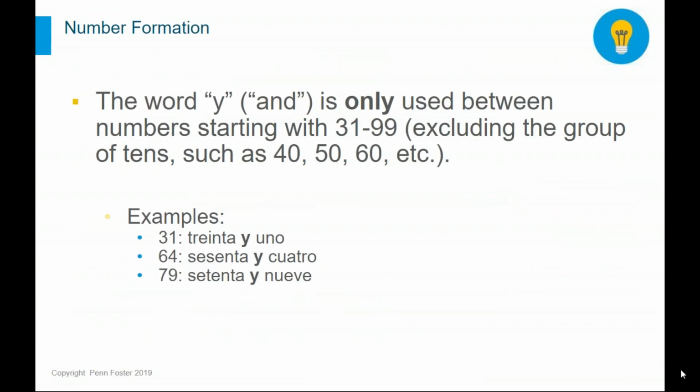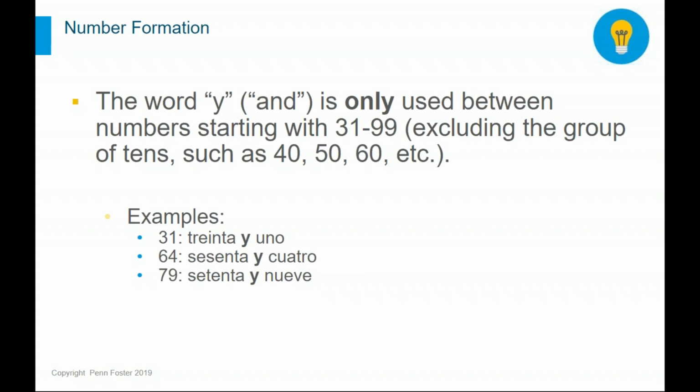All right, as we continue, we will have a brief discussion on Spanish numbers. And one key thing to keep in mind, a little bit different than in English, is that the word e, that letter y, which means and, is only used between numbers starting with 31 to 99. And that excludes the even group of tens, such as 40, 50, 60, 70, 80, 90.